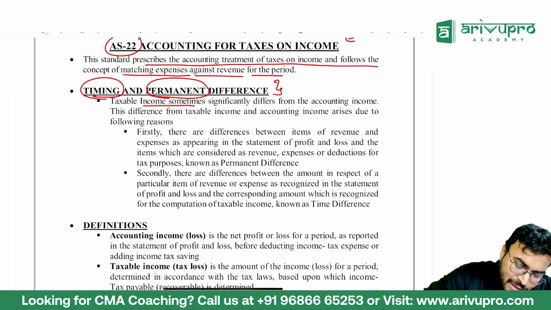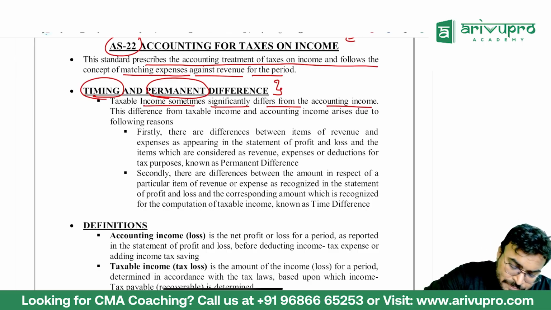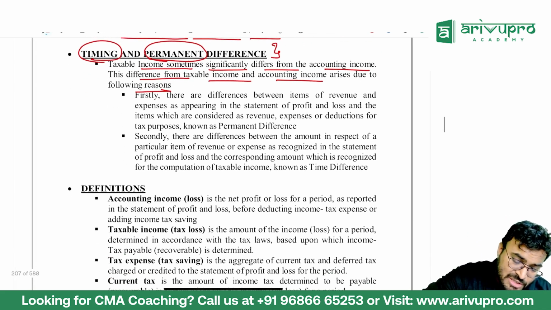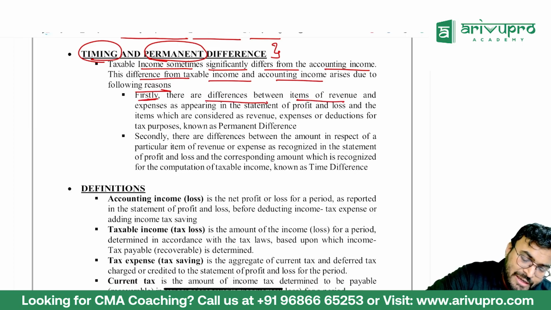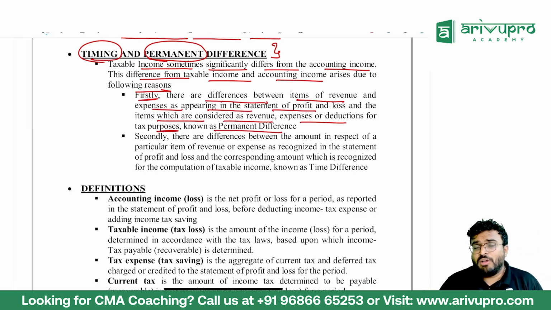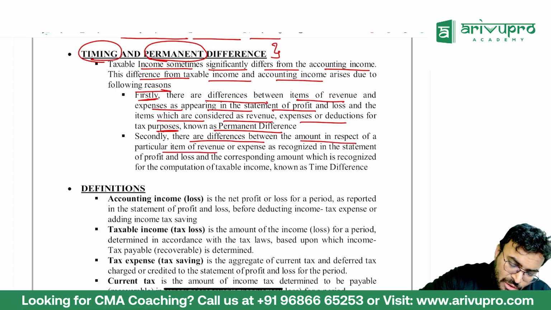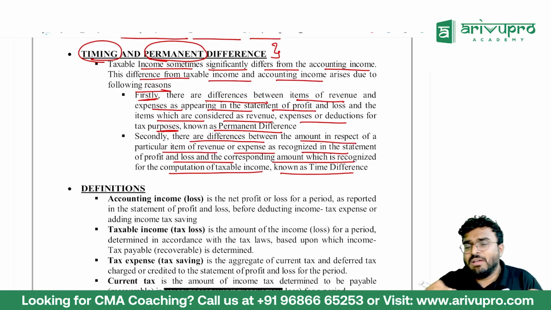Taxable income sometimes significantly differs from accounting income. As per books of accounts, what income you have, and as per PGBP or as per taxation, what income you are calculating, they are different. This difference between taxable income and accounting income arises due to the following reasons. Firstly, there are differences between items of revenue and expense as appearing in the statement of P&L and items which are considered as revenue and expense for tax, which are known as permanent difference. That means it will happen here, it will not happen there. It will happen there, it will not happen here. Clear? Secondly, there are differences between the amount in respect of particular items of expense as recognized in the statement of P&L and the corresponding amount recognized for tax; this is known as timing difference.